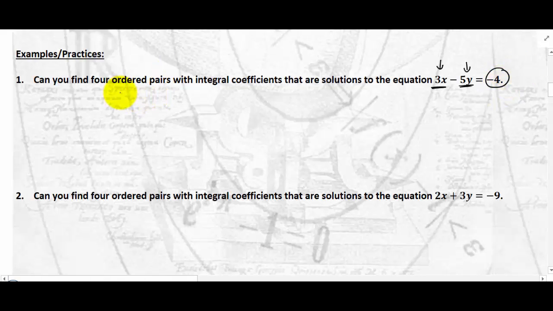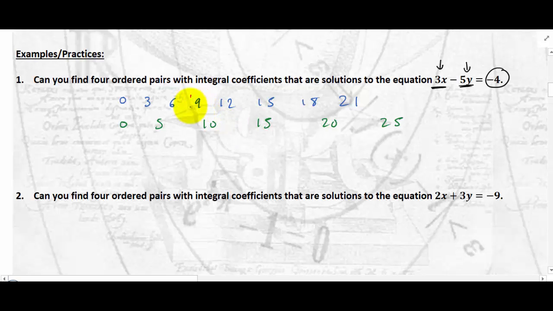Let me write the multiples of 3. So you get 0, 3, 6, 9, 12, 15, 18, 21. Okay, I'll stop here. Let me write the multiples of 5 now. 0, 5, 10, 15, 20, 25, and I'll stop here. Okay, so I want my multiples of 3 and my multiples of 5 to be 4 units apart.